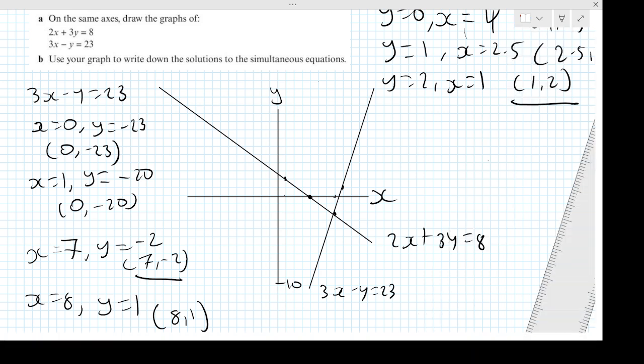So on the same axis, draw those 2 graphs. Part B, use your graph to write down the solution to the simultaneous equations. Again, these are simultaneous equations, 2 equations with 2 unknowns, x and y, right? So as we discussed, the solutions would be where they intersect across, which is this point here. And actually, it's the point I've circled, coincidentally.